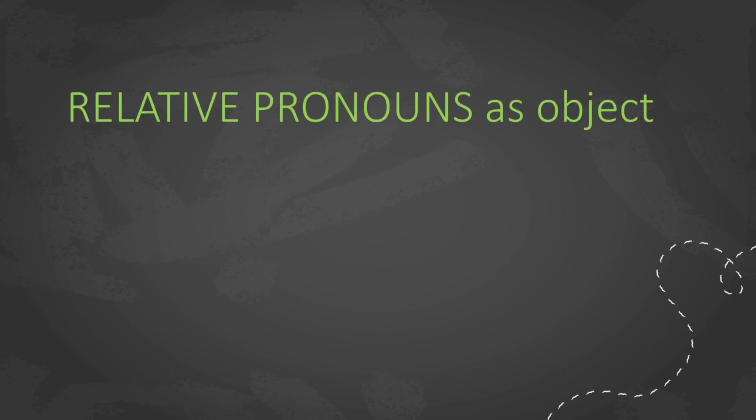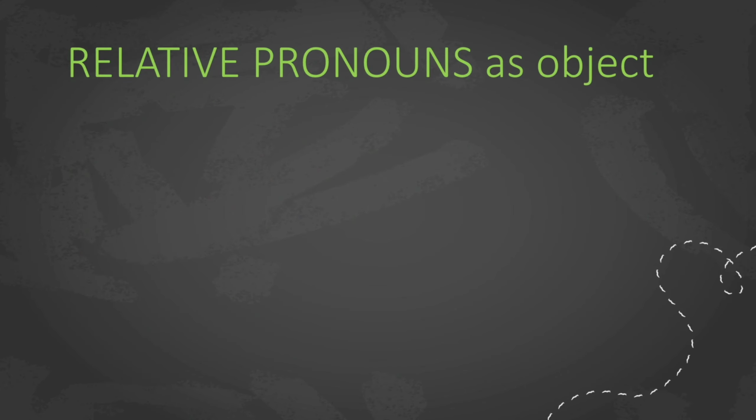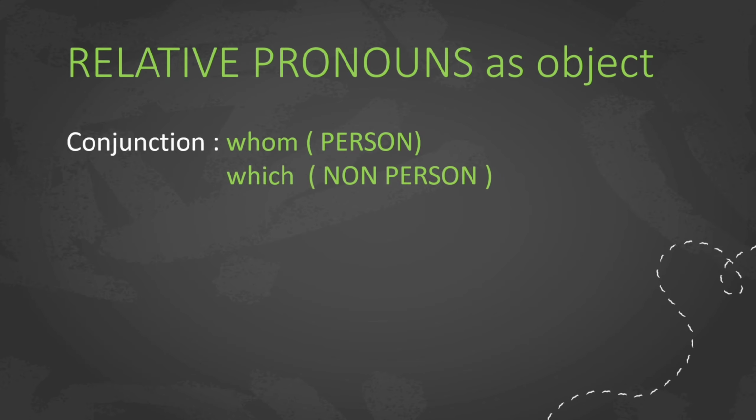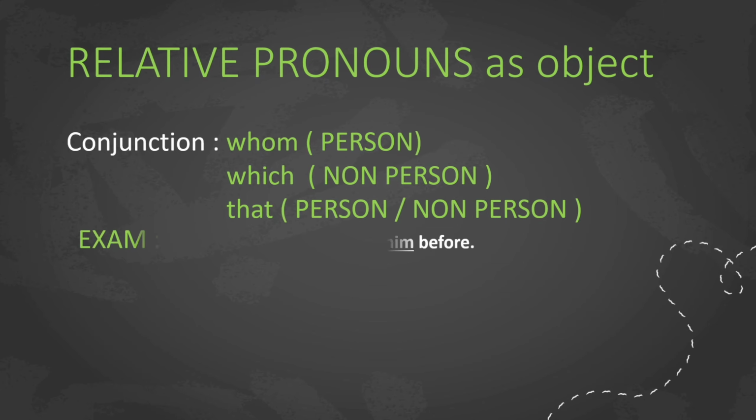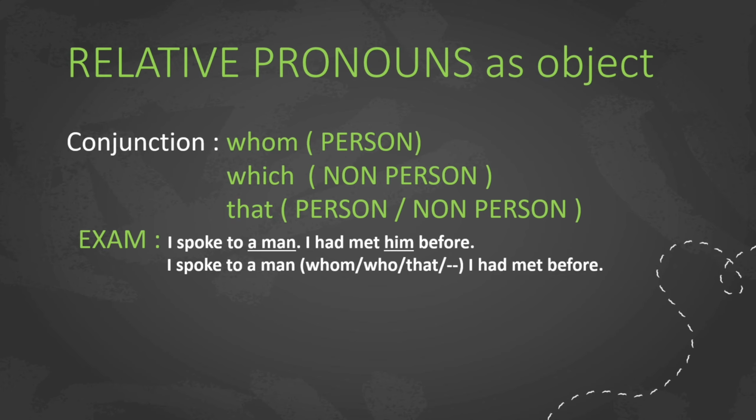We go to the object, using conjunction: whom for a person, which for a non-person, and that for a person or non-person. Example: I spoke to a man. I had met him before. We change it to whom, who, or that. We can choose one and use that.